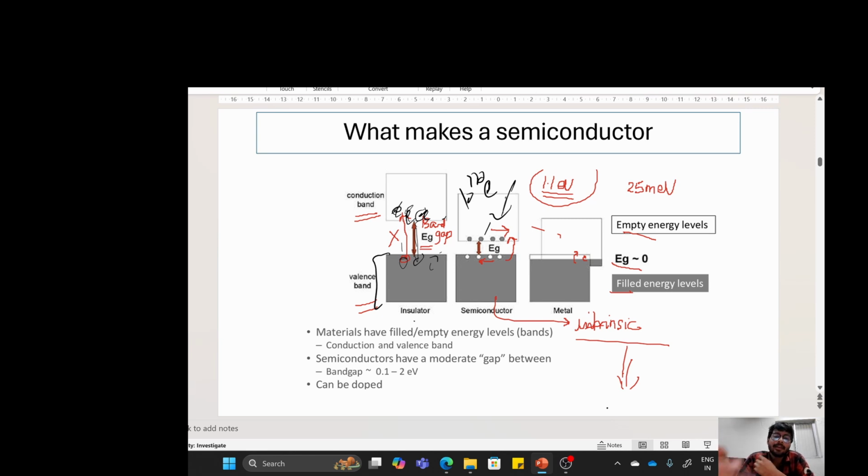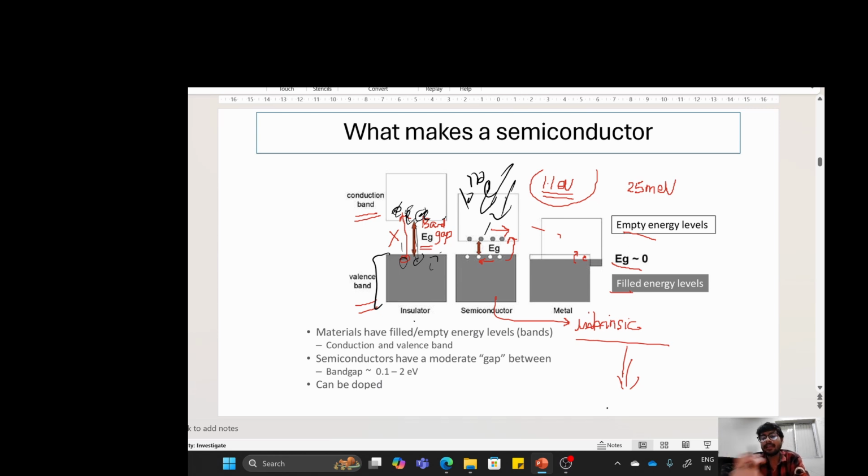And if you dope this semiconductor with other elements in the periodic table from the third or fifth group, you will find p type and n type respectively. So holes dominate or electrons dominate as the charge carriers. That is for the semiconductors. So you can tune the conductivity with the doping.